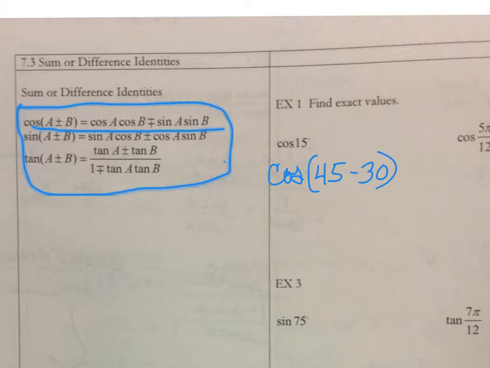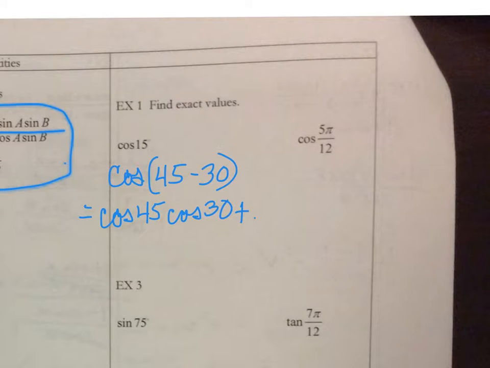So how does that identity work? What do we say? Cosine of the first, cosine of 45, cosine of the second, cosine 30, and the sign changes on this identity. So since it was minus right here, then down here we're going to use plus, and then it's going to go sine of the first, sine of the second. So sine 45, sine 30. Okay, now it's just taking those values off of the unit circle.